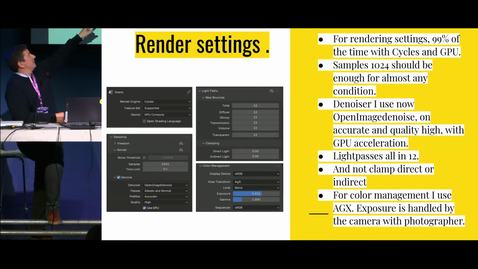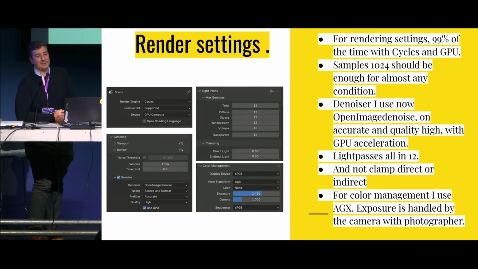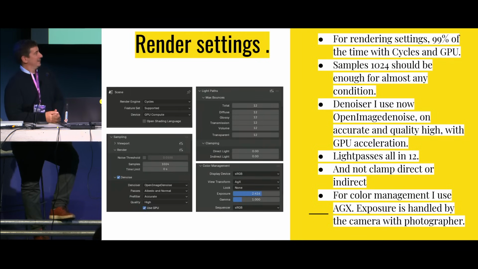We disable the clamping on the indirect light, because that's helpful for reducing the noise in the final image, but sometimes it's clamping too much and you lose a bit of the sparkling white you should have from the secondary bounces, right? So we try to play with that. If the image is super noisy for some reason, we can activate it, but we try to keep it at 0 too. And now we use AGX, but we were discussing the other day with some colleagues, like color management is a huge thing in Blender.